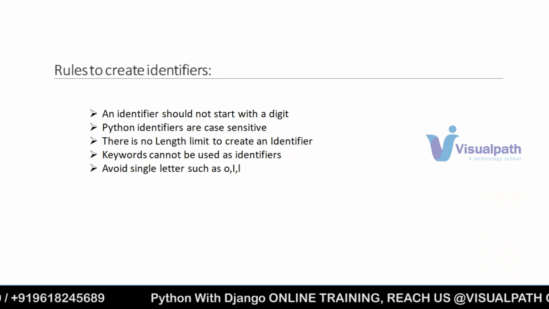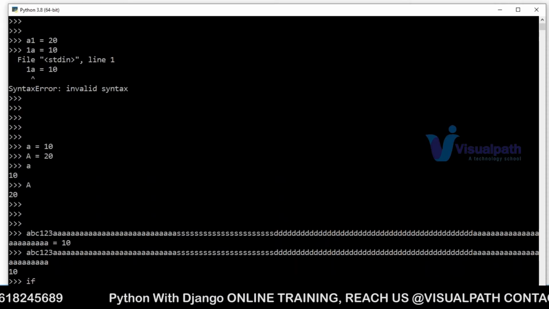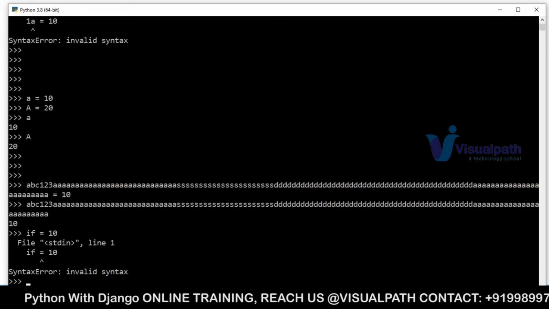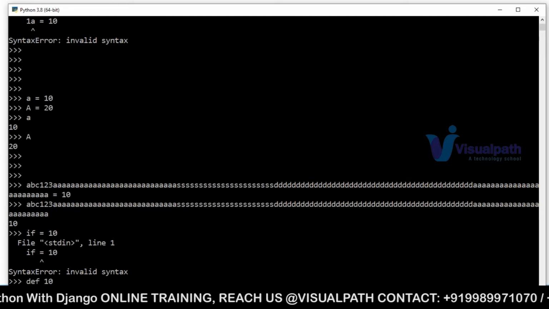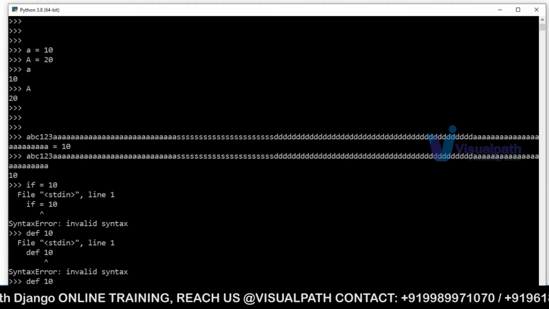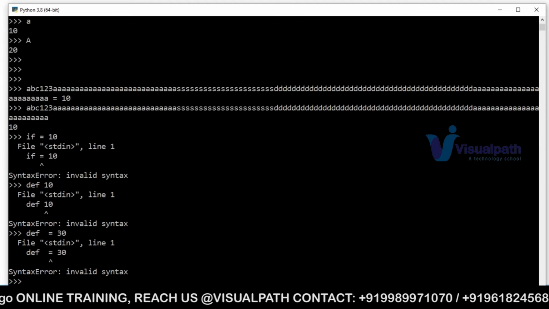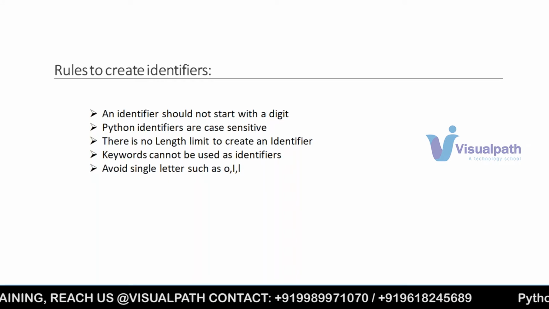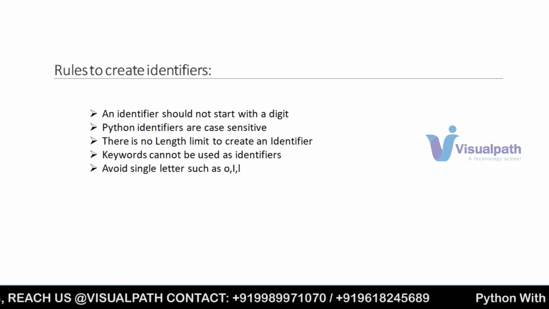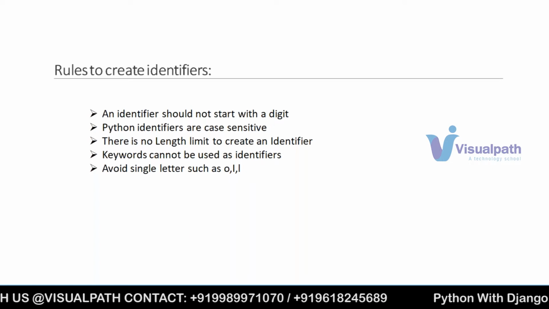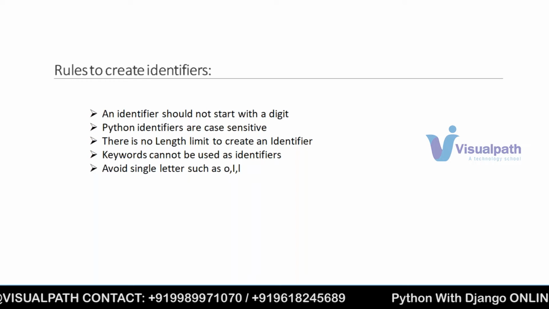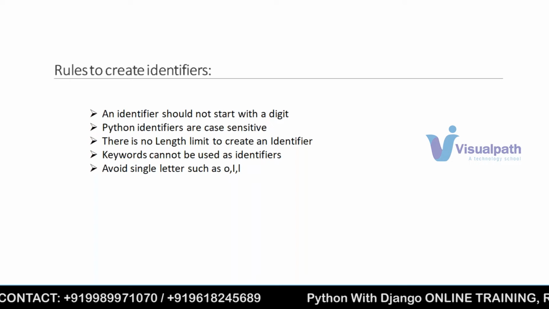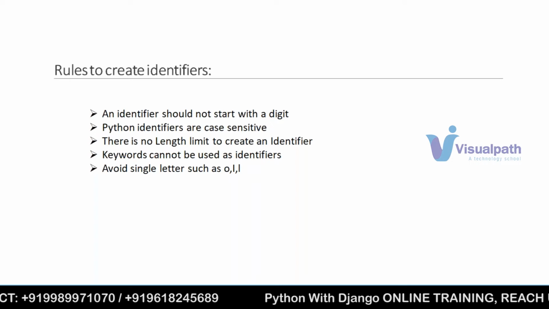What keywords are, we will see. For example, we have a keyword called if. We should not use keywords as identifiers. We have another keyword called def. This is also not allowed. Keywords cannot be used as identifiers. And the last point is to avoid single letter characters such as O, I, and L. This is not a rule, this is just a recommendation. Why avoid these three letters? Because most of the time you might be confused. Sometimes whenever you are logging in, nowadays every site is asking you to enter a captcha.